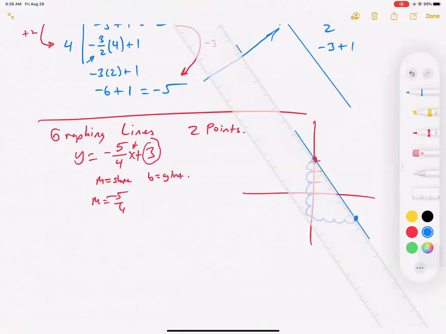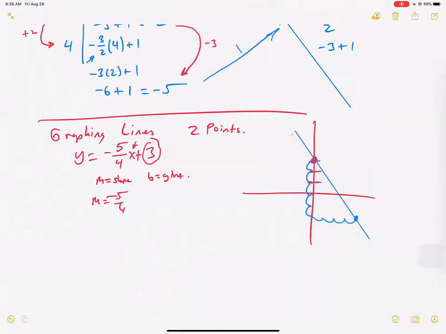Now, a couple things you want to include to make this line look a little nicer. First is that you want to draw little arrows to remind yourself that this line doesn't stop here. It goes on forever. I'm just too lazy to draw the rest. But these arrows help you show everyone in the world that they don't stop here.